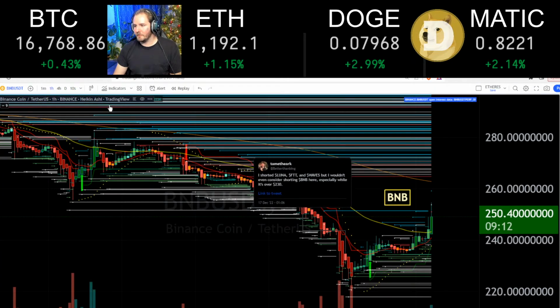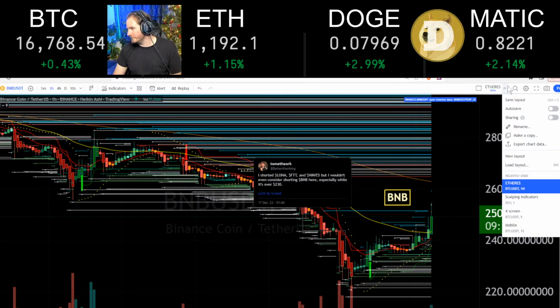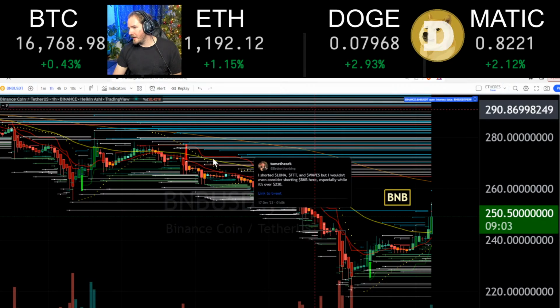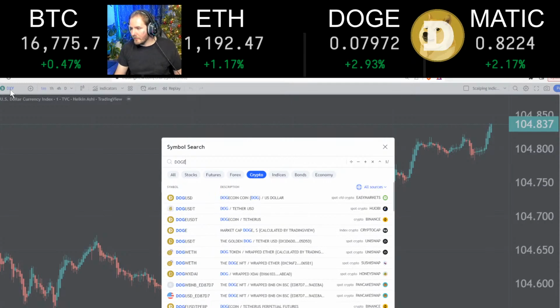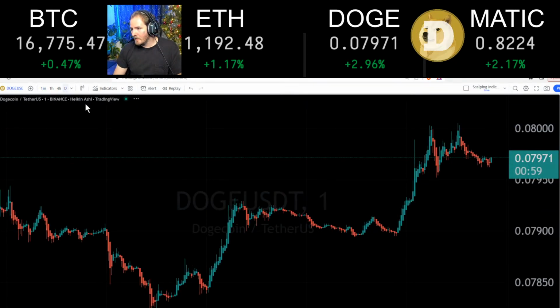I'll make a new chart from scratch. So I'll make a new layout. I'll just use the scalping indicators layout. And I'll use the Dogecoin chart. Let's go to 1 day.